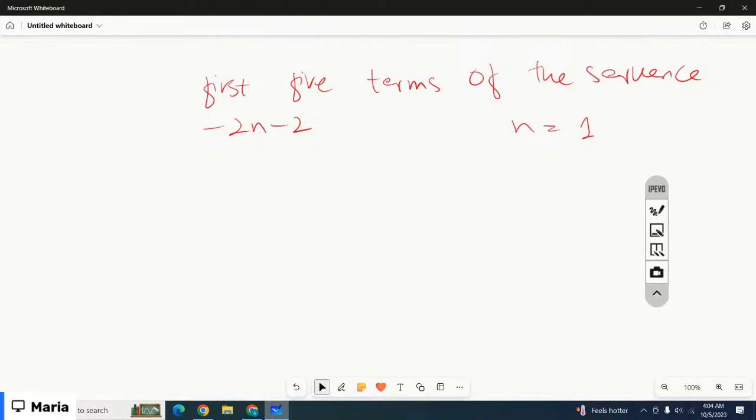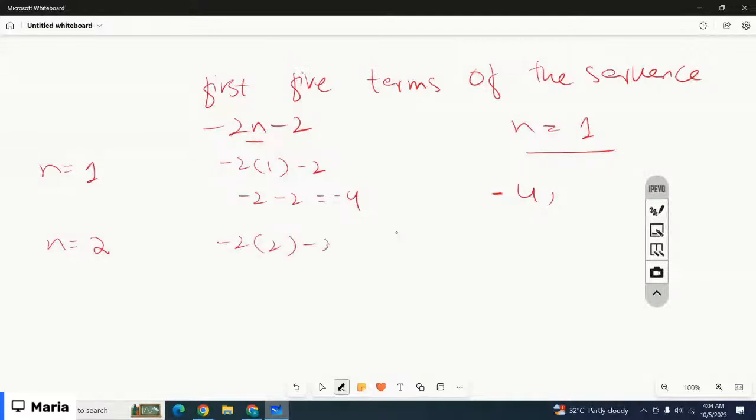Okay, so the first term is n equals 1. Just replace the n in the expression with 1. -2 times 1 minus 2, so that would be -2 minus 2, that would be -4. That means the first term in this sequence is -4. Let's just calculate the second one, n equals 2. Replace the n with 2. -2 times 2 minus 2. That would be -4 minus 2. So that is -6. That means the next term in the sequence is -6, right?